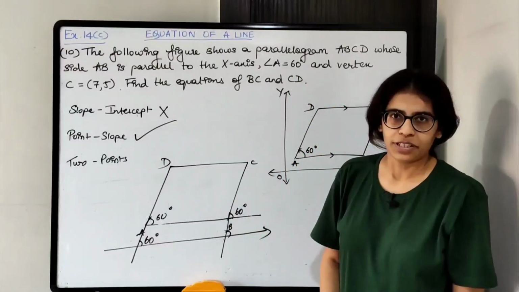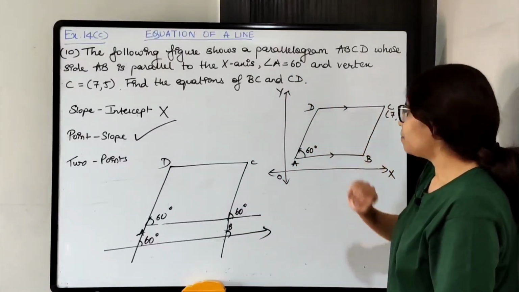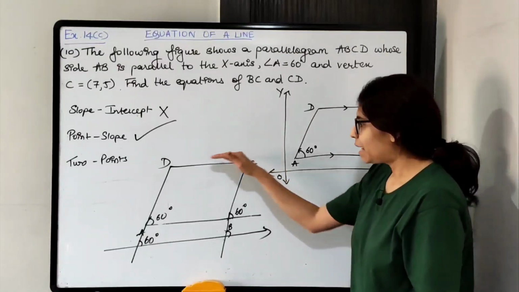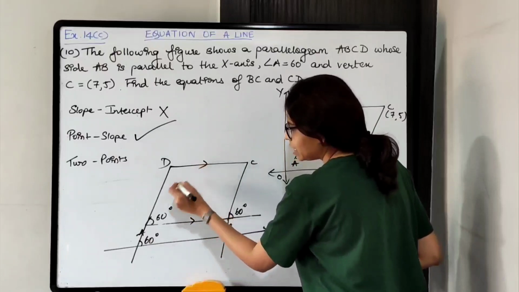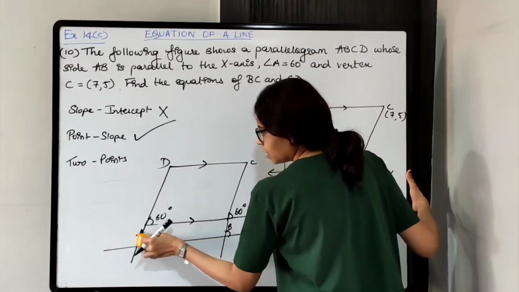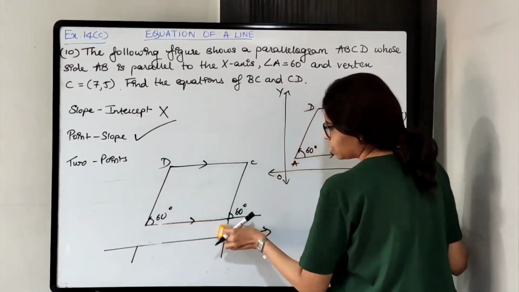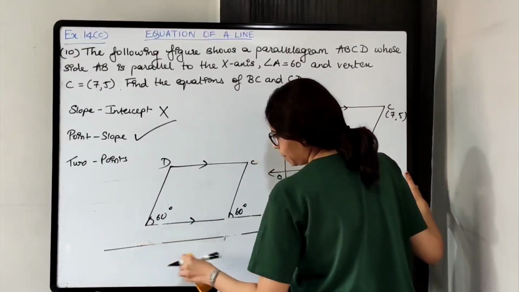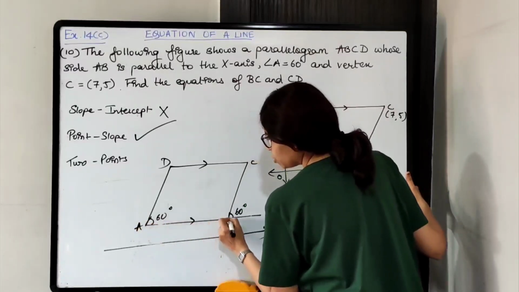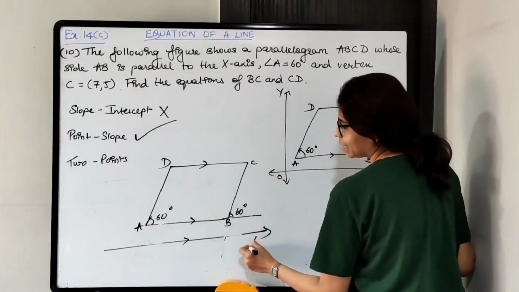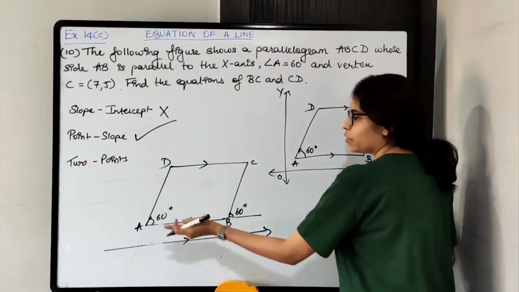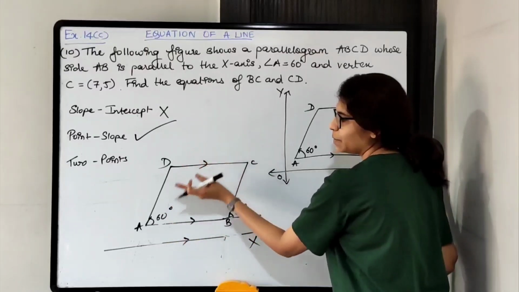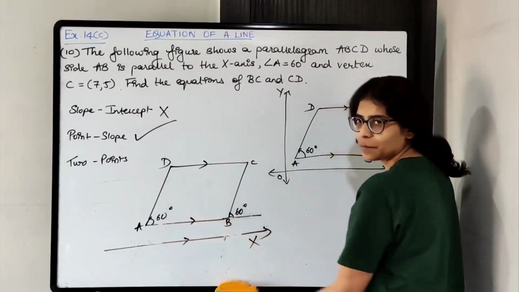Second is CD. How will we find CD? For CD, we know that AB and CD are parallel. AB and CD are opposite sides, so AB and CD will be parallel. So you should know the basic properties, students. Now AB and CD are parallel, and we are also told that AB is parallel to the x-axis. So if AB is parallel to the x-axis, AB is also parallel to CD. I can say CD and the x-axis are also parallel. Basically, all three are parallel.